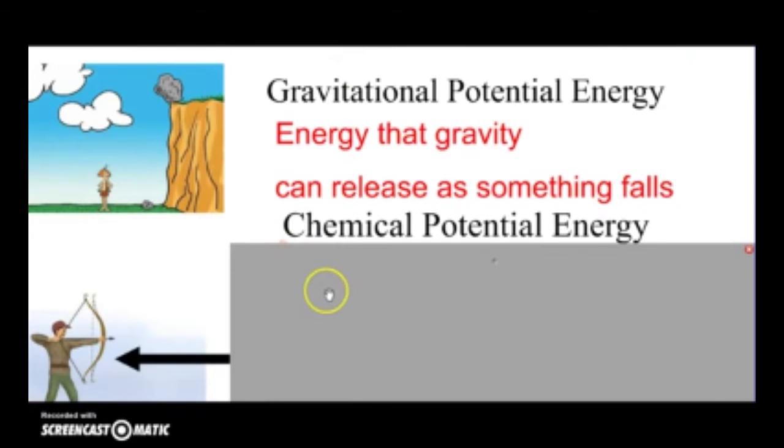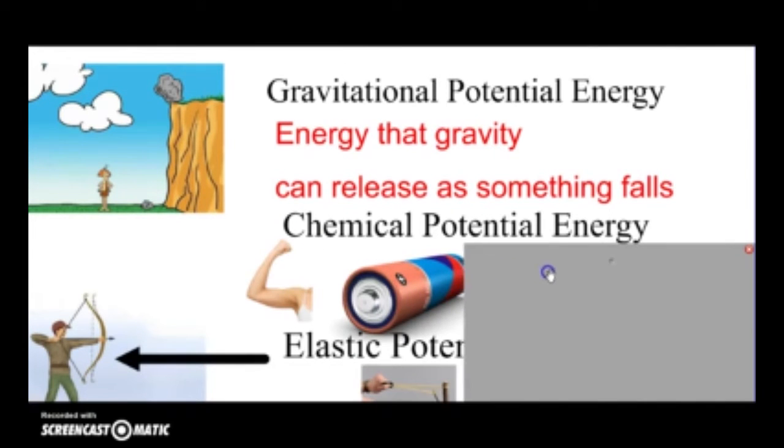Chemical potential energy is something else. Okay? I've got a picture of somebody flexing a muscle and a battery here. Now, chemical potential energy is what you're doing when you eat. You need energy to live. You're getting that energy from the chemicals inside of your food. Primarily like sugar type things, carbon.